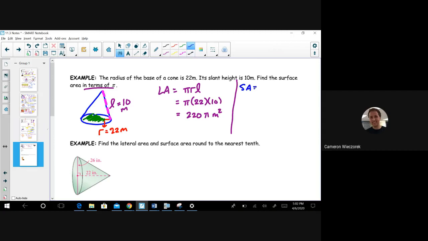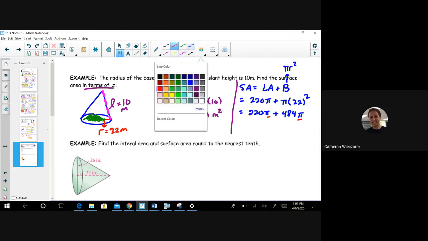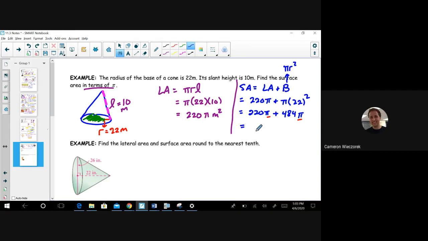So I know the total surface area is going to be that lateral area plus the area of the circle, capital B. So 220 pi, and then I'm going to use pi r squared for the base area. Radius they gave me was 22. So pi times 22 squared, 220 pi plus 484 pi. Both of them have pi's, so I can just add them up as if they were like terms. So I'm going to get 704 pi for the total area, meters squared. Make sure you put your units on it since units were provided in the original problem.